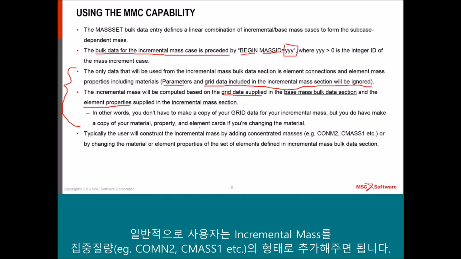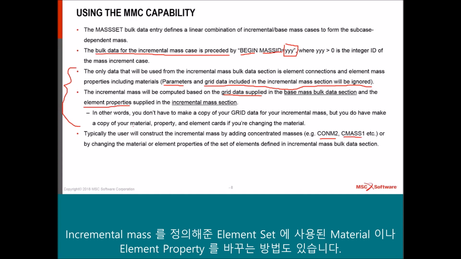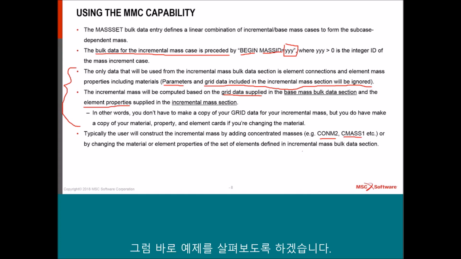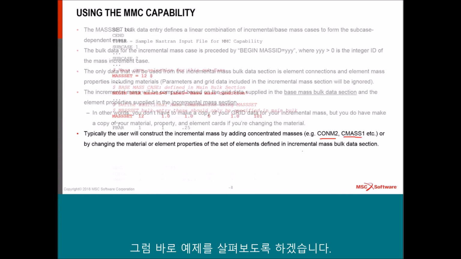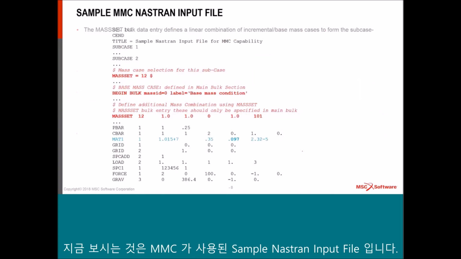So typically, a user using MASSSET will construct an incremental mass by adding a concentrated mass such as CONM2 or CMASS1, or by changing the material or element properties of the set of elements defined in the incremental mass bulk data section. And that's the example that I'm going to do right now. So here's a sample of an MSC Nastran zip file.